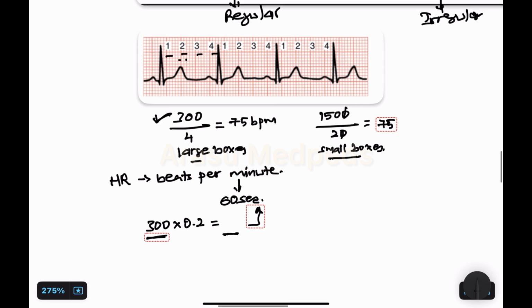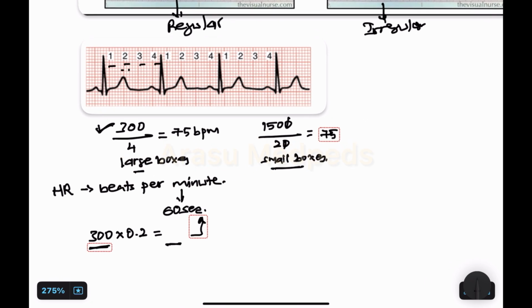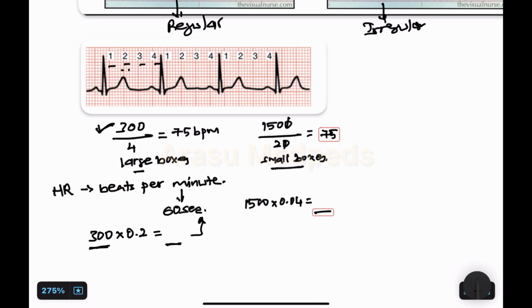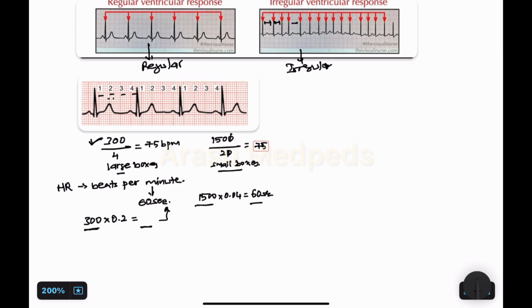Similarly, for small boxes, we are telling that we have to use the constant 1500, because if we multiply this number by the time duration of a small box, that was 0.04, if you remember from last class, again it will come to 60, right? So for 60 seconds, that is to get 1 minute, we have to utilize the constant 1500. Hope you got the basic point about this.